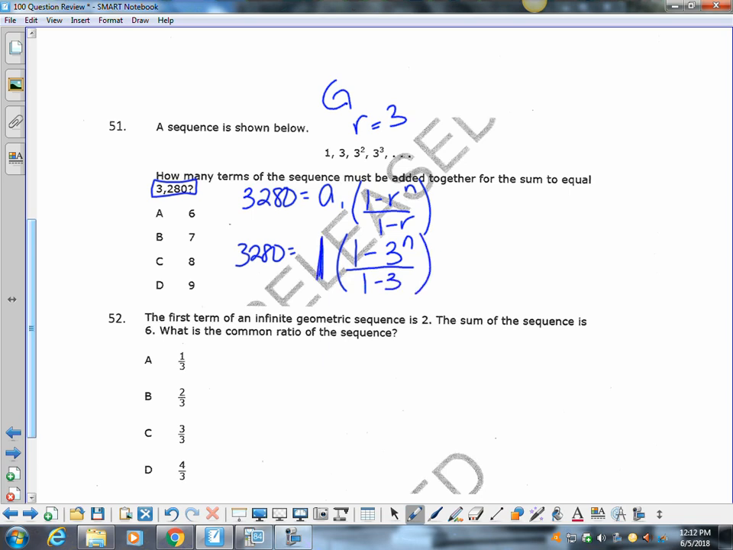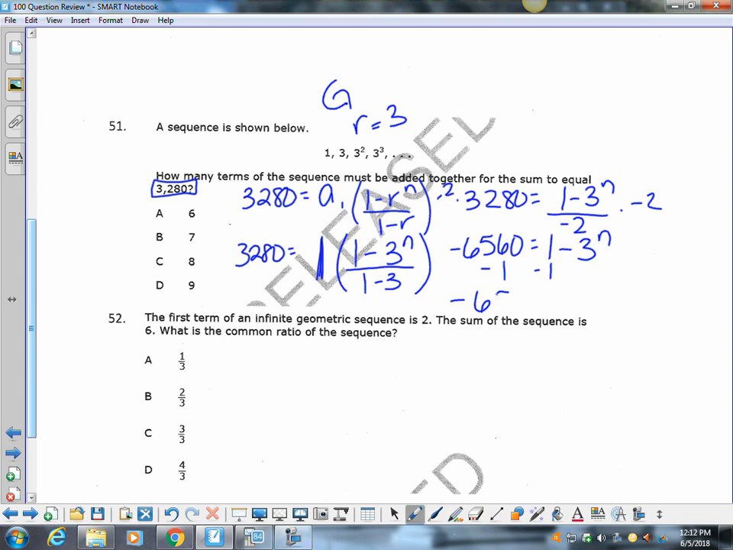The 1's not really doing anything. If there's another number there, you would just divide it over. So that kind of gives me this, 1 minus 3 to the n over negative 2. And then I would multiply both sides by negative 2. And that gives me negative 6,560. And then I would subtract the 1. So negative 6,561.